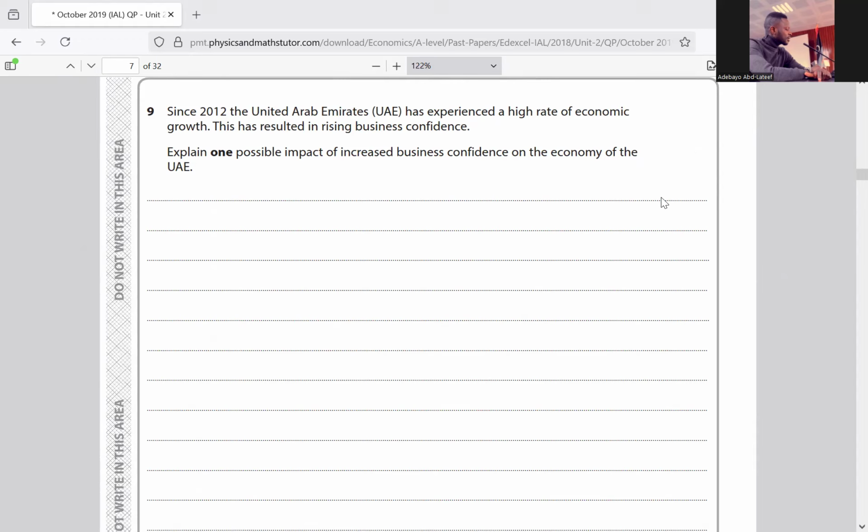So a rise in business confidence, which will in turn increase investment, is likely to increase output within the economy, which will in turn lead to what? A rise in economic growth. However, this may bring about resource depletion as firms may use up resources. So the negative impact of increased business confidence is that it might bring about using up resources. And that does not bring about sustainable development. So that's question 9. We'll go to question 10.